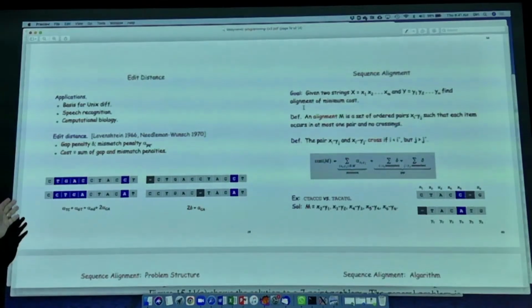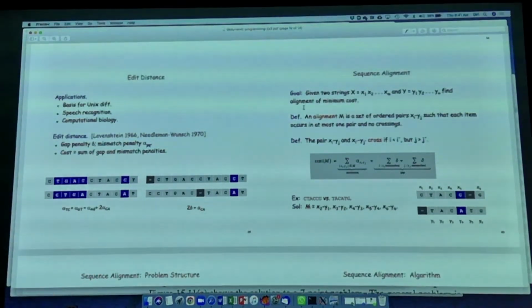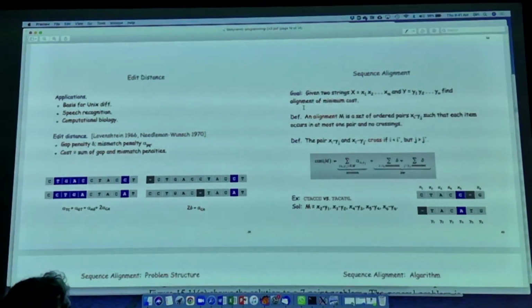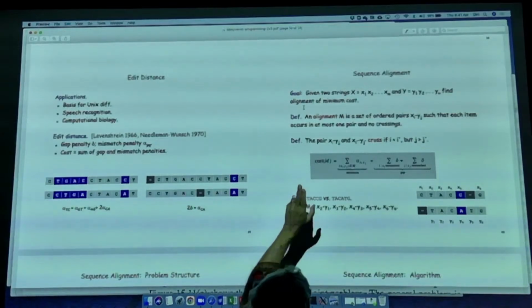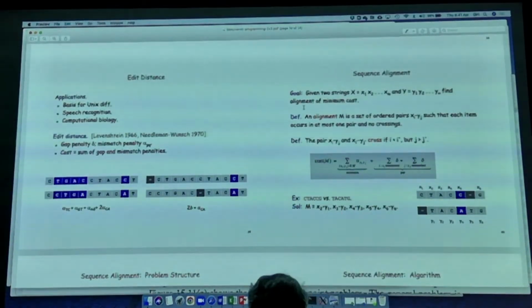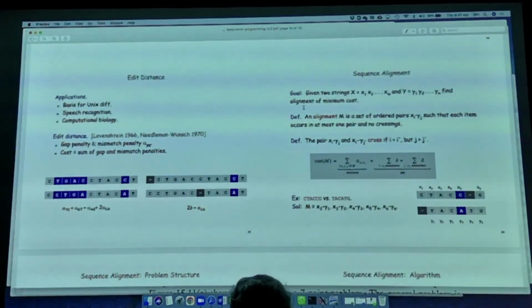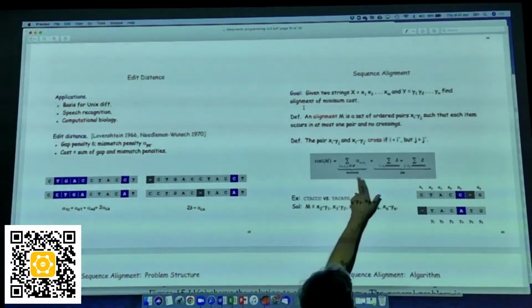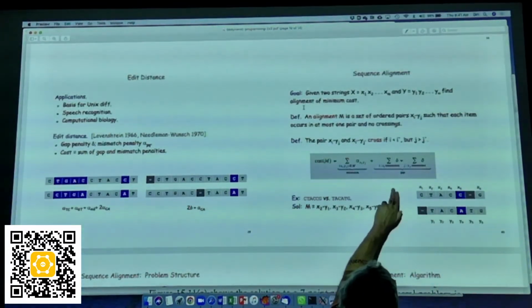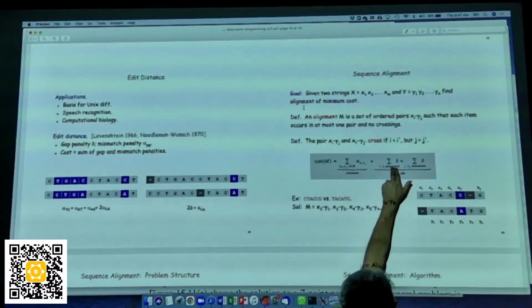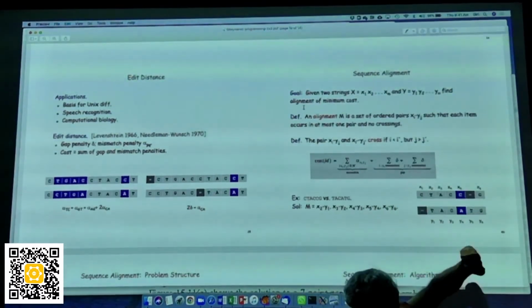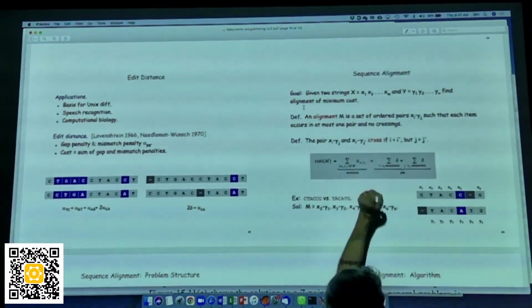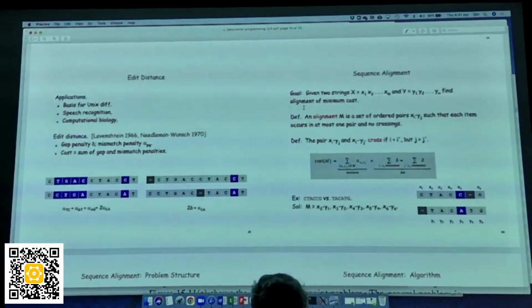And so you want to do this in the most general way possible. In general, it says that once you've decided on a certain alignment, on a certain way of writing things down, then this is how you measure the cost. You add up all the gaps in the first sequence, you add up all the gaps in the second sequence, and then you add up all the cost of the mismatches.